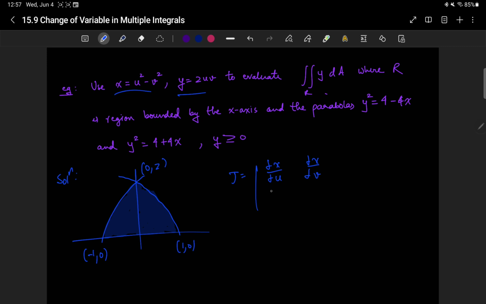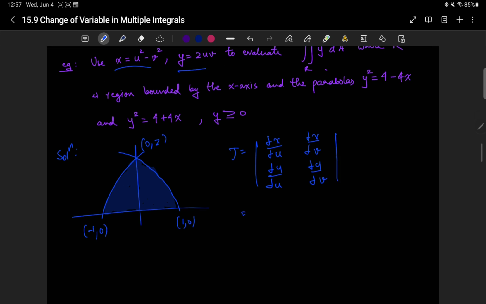I'll just write this down one more time. So this will be 2u, negative 2v, this will be 2v and 2u. So this comes out to 4u squared plus 4v squared, which is always greater than 0.